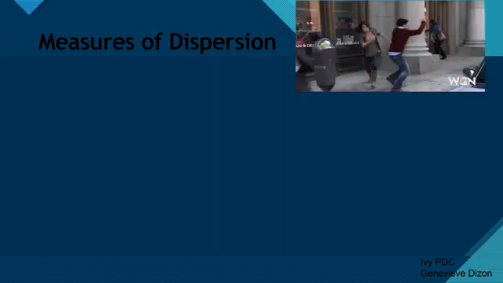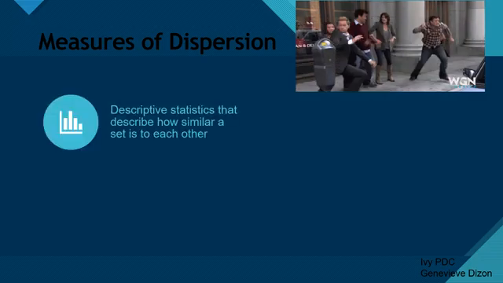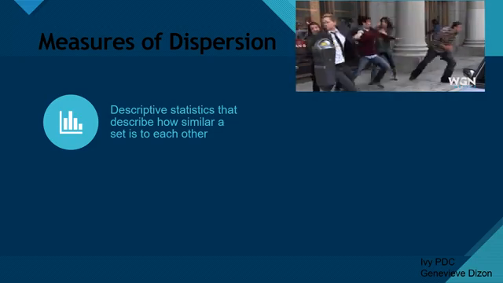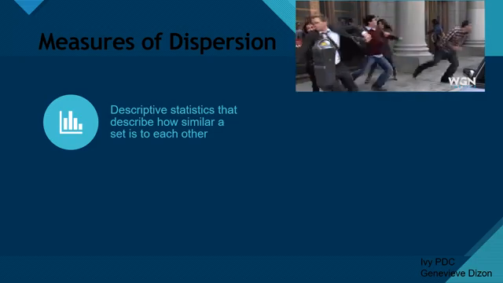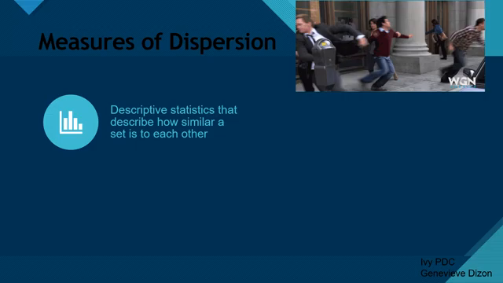So dispersion means it is a state of getting dispersed or spread out or scattered. That means we are measuring the numerical values to see if they are together or if they are scattered from one another. In statistical dispersion, it describes how similar a set is to each other. In other words, we would be able to see if the data is squeezed together or if they are scattered from the mean.